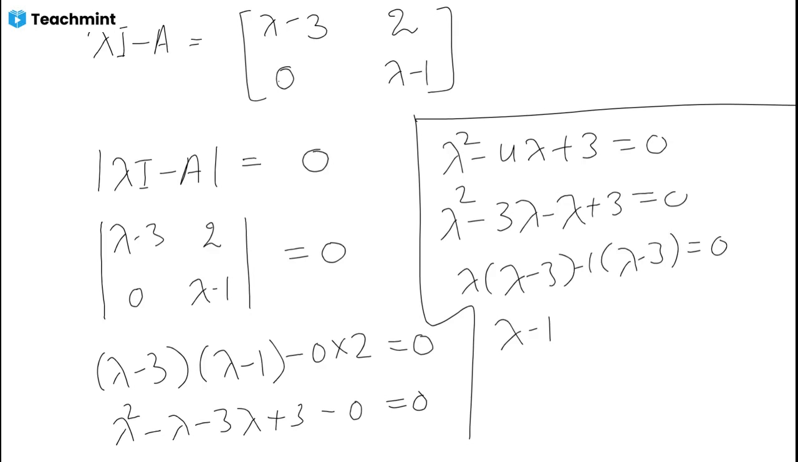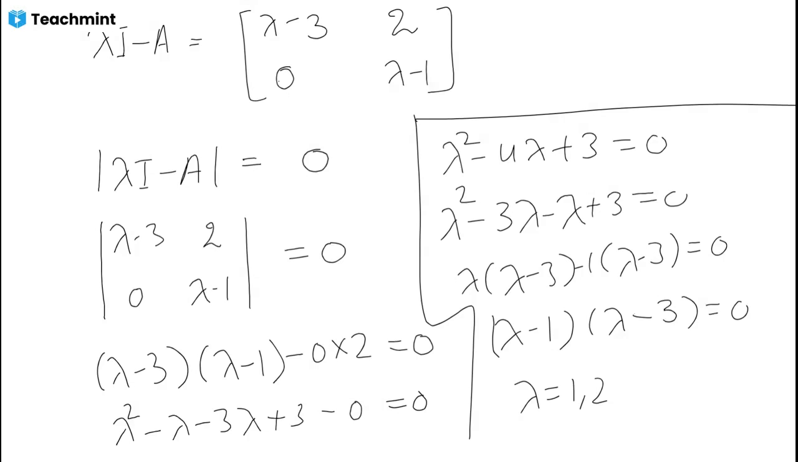So lambda is equal to 3 and 1. So we have two values. As the order of A is 2, obviously we have two values here.